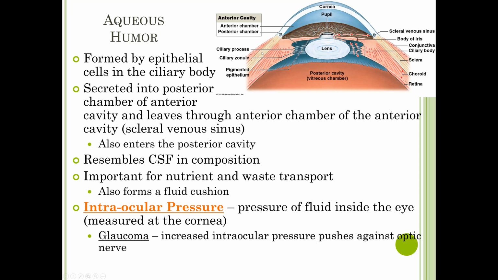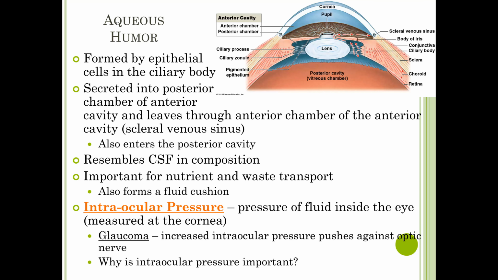So the only place the extra fluid can find a way to sort of escape the confines of the cavities is to push out against the optic nerve. And this is called glaucoma, when you have increased intraocular pressure that pushes against the optic nerve and disrupts your sight and can lead to permanent blindness.